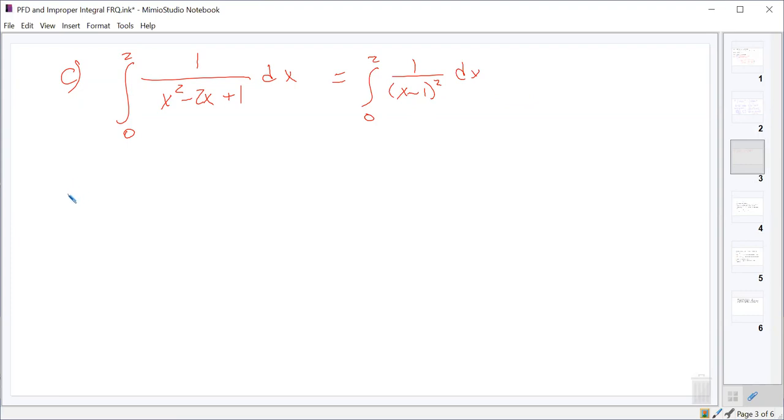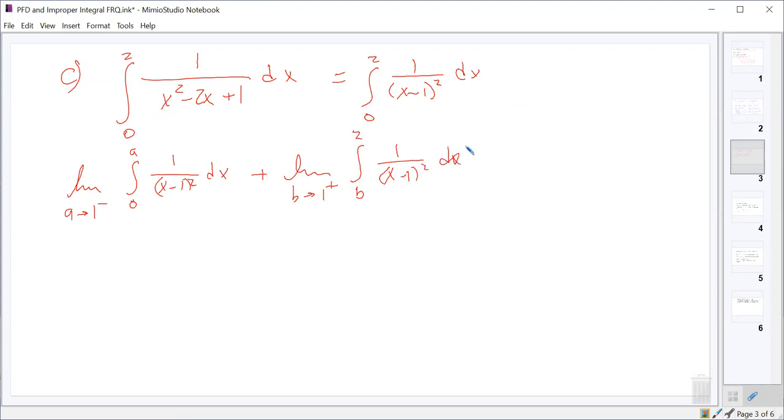So one of these will be the limit as a approaches 1 from the left of the integral from 0 to a of 1 over x minus 1 squared. And the other one ought to be the limit as b approaches 1 from the right of the integral from b to 2 of the same thing. Everybody good with that? Everyone's good? Okay.